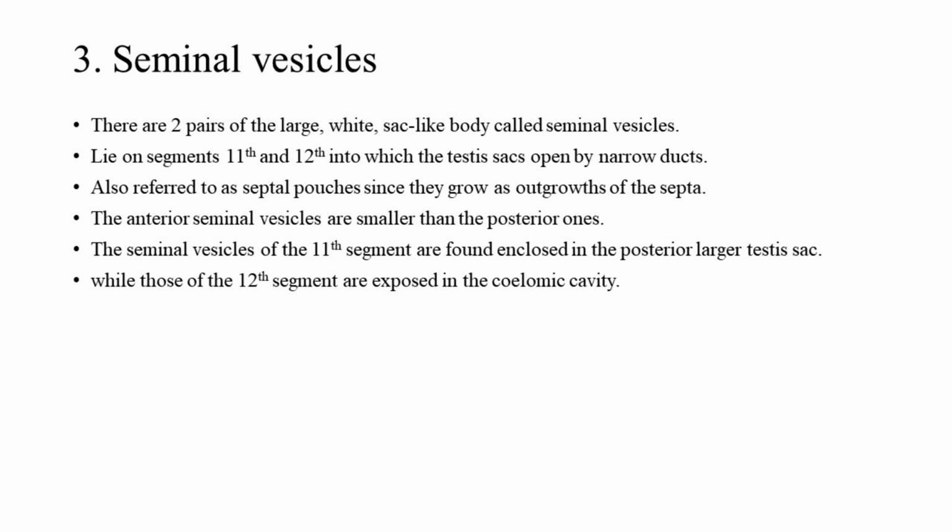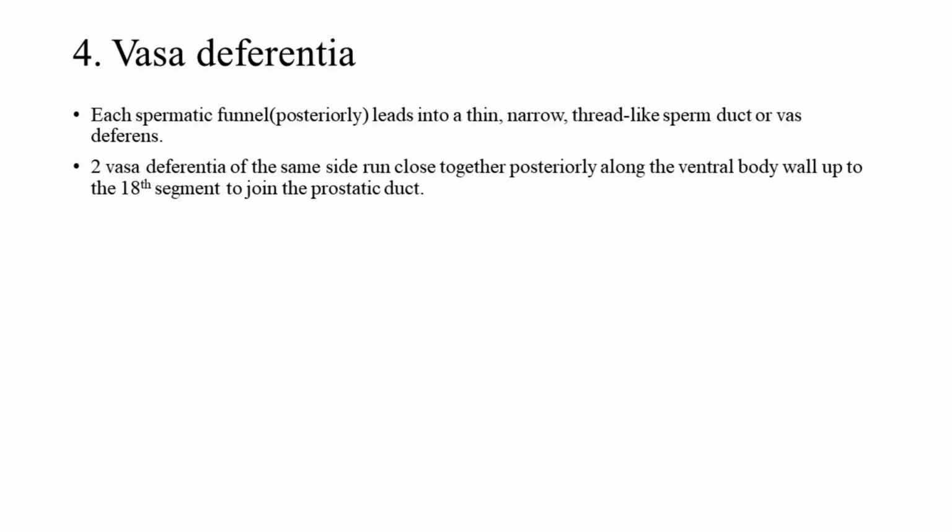The seminal vesicles of the 11th segment are found enclosed in the posterior, larger testis sac, while those of the 12th segment are exposed in the coelomic cavity. 4. Vasa deferentia. Each spermatic funnel, posteriorly, leads into a thin, narrow, thread-like sperm duct or vas deferens. The 2 vasa deferentia of the same side run close together posteriorly along the ventral body wall up to the 18th segment to join the prostatic duct.